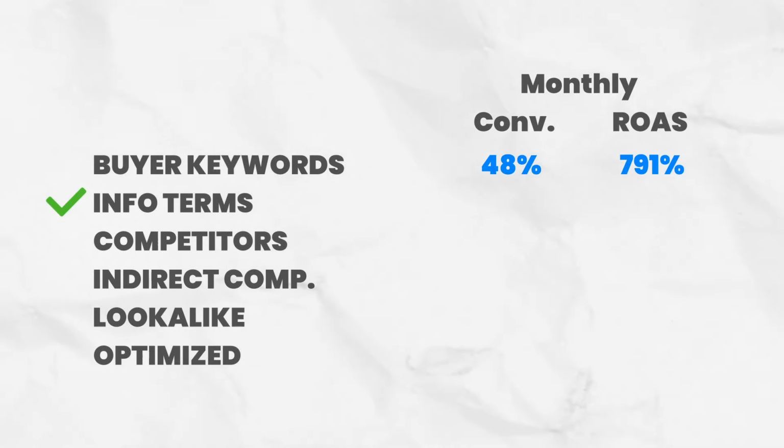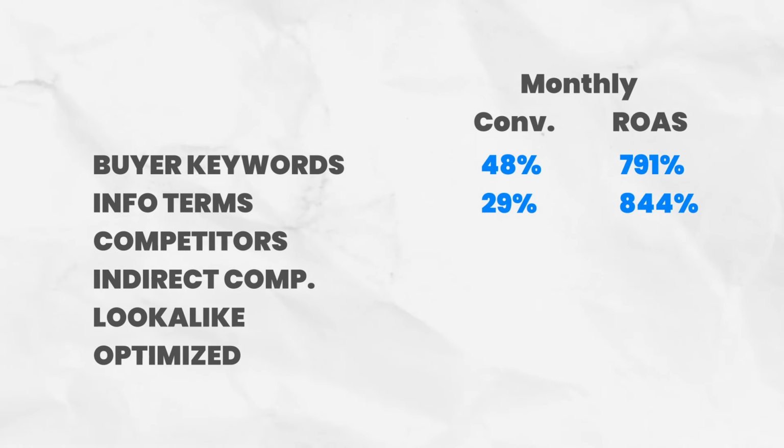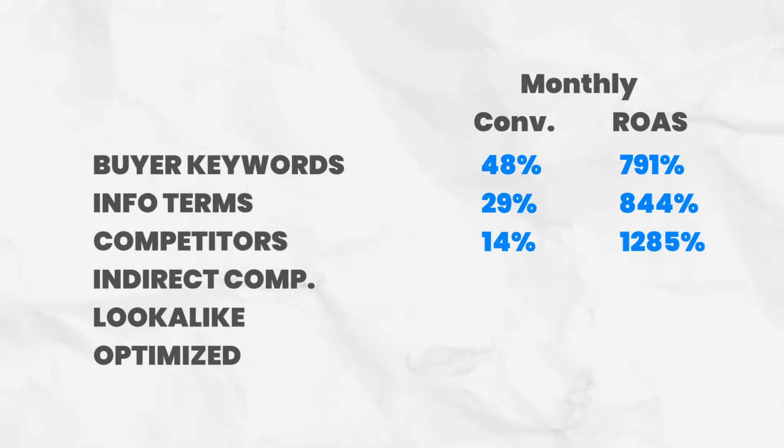For the info term ad group that I mentioned up here, we had 844% ROAS. For the competitor term ad group, other people selling not necessarily full kits, but product to other salons and stuff that wanted to do teeth whitening in their clinics, 14 conversions a month at a 1,285% ROAS. So that one actually, like I was mentioning before, sometimes does better than these. It depends on how small your market is. If you only have 3 or 4 or 5 competitors, that will probably be your best ROI campaign.